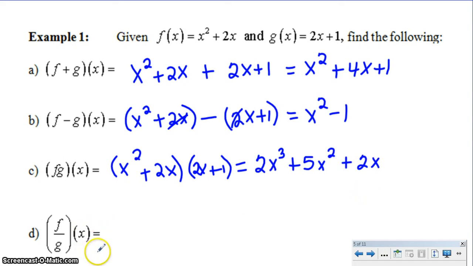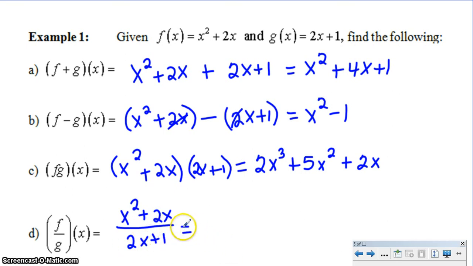And then lastly, f of x divided by g of x. Whenever you have division, you should always have domain restrictions. So if we have f is going to be x squared plus 2x divided by g, which is 2x plus 1, you're always going to at least have the restriction that your denominator cannot equal 0.